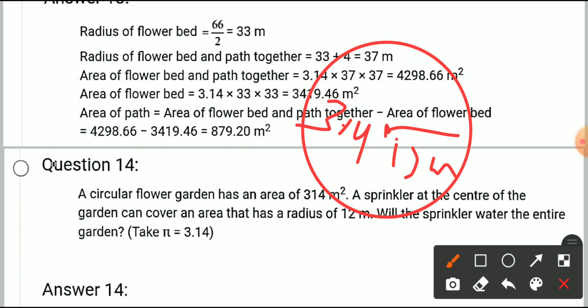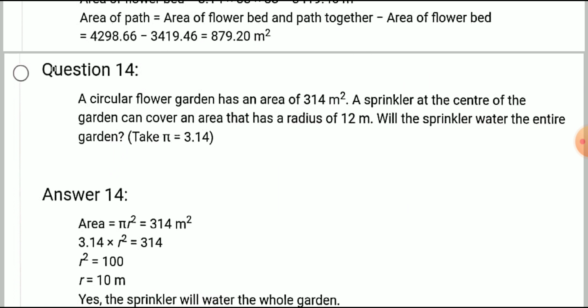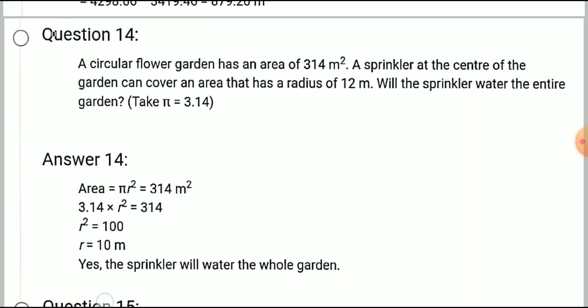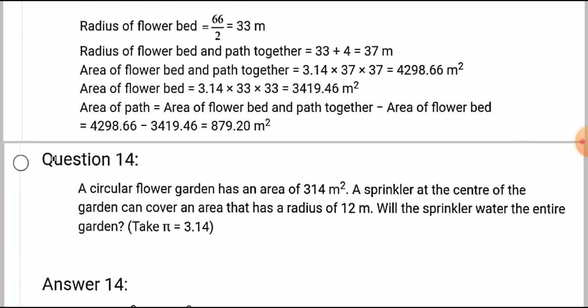So first we will calculate the area covered by the sprinkler. Area covered by sprinkler equals 3.14 multiply by 12, multiply by 12. Now check how much area it covers. If the area covered by the sprinkler is greater than the area of the circle, then definitely it will be covered. Also, you can do one more thing.